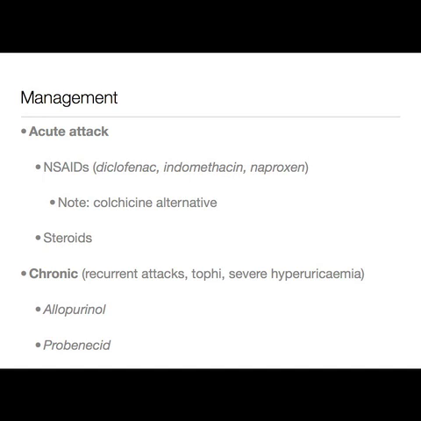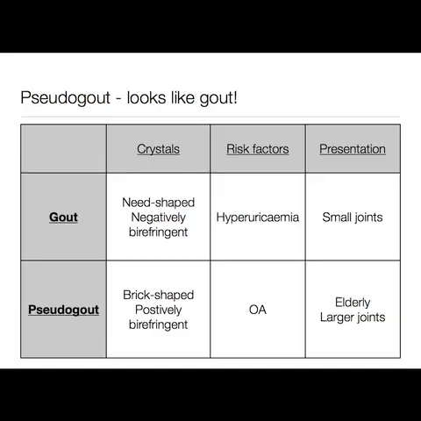In terms of the management of chronic gout or chronic hyperuricemia, this should be considered in the context of recurrent attacks, tophi, or severe hyperuricemia. Therapy is usually based around allopurinol. This is a xanthine oxidase inhibitor that reduces the formation of xanthine and hypoxanthine, if you remember from our pathway. Another drug that we can use is probenecid, and this promotes renal excretion of urate.